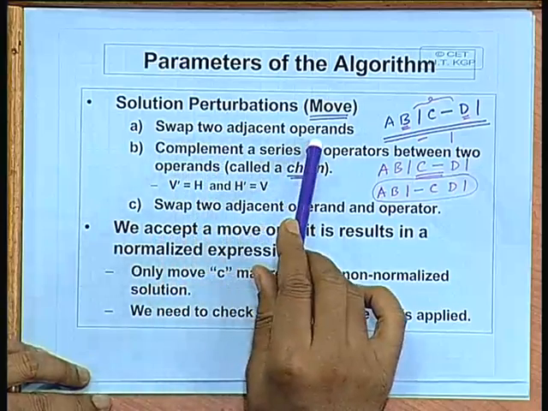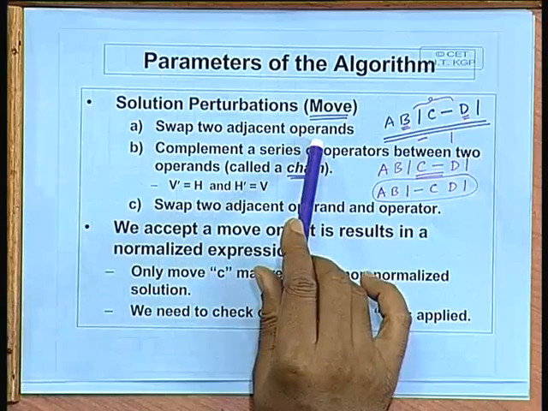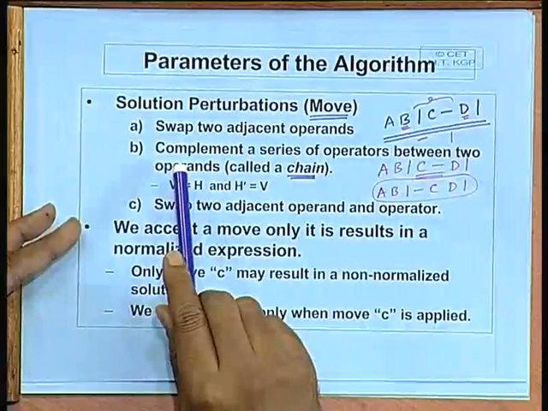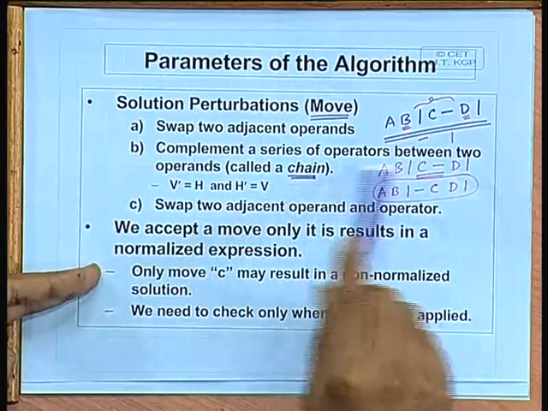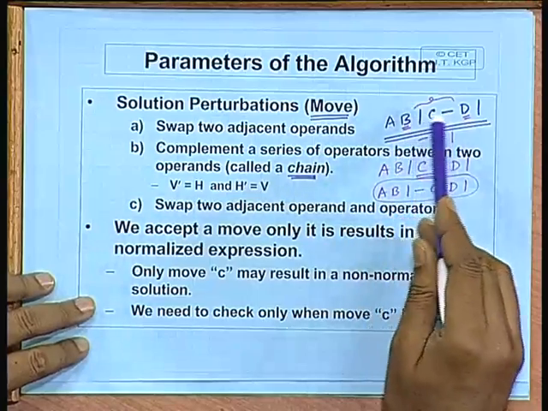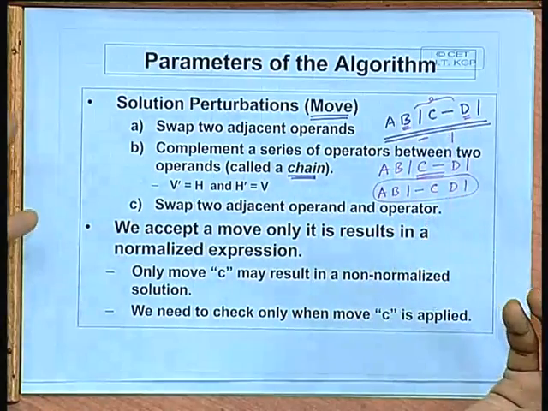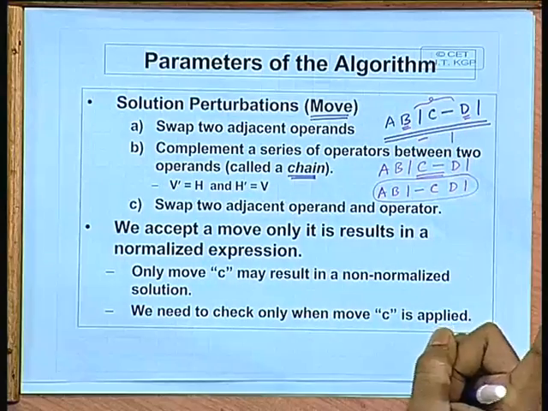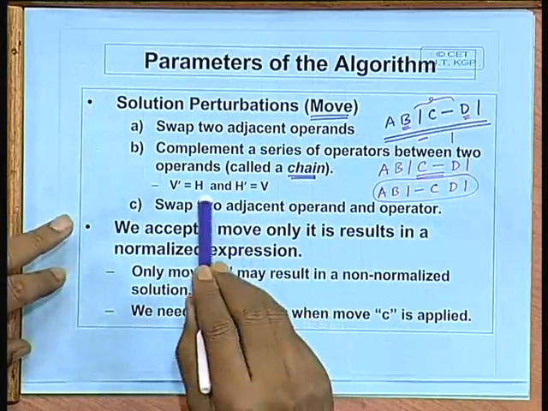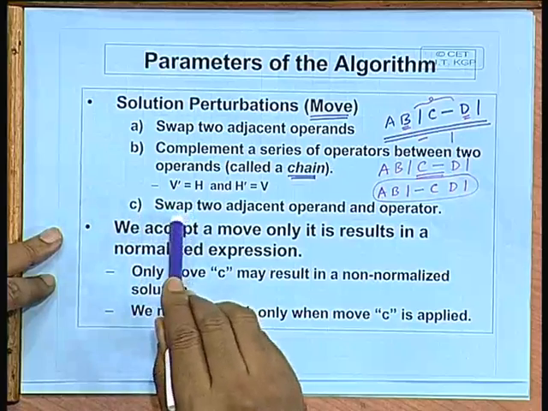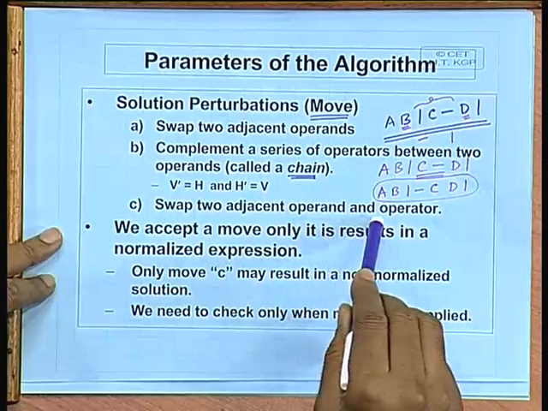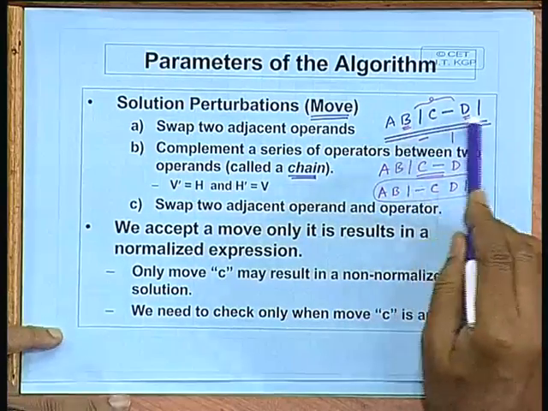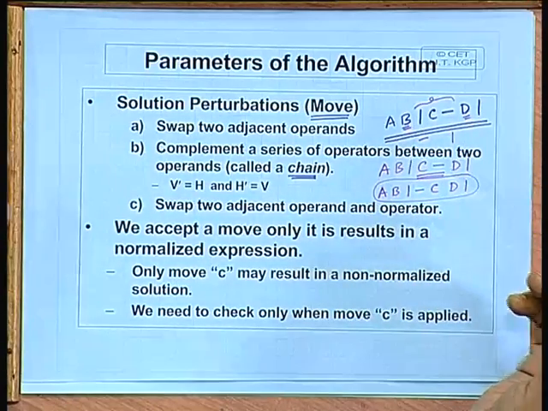if we swap two adjacent operands, a normalized expression remains normalized, right. Similarly, if you complement a series of operators, meaning some of the dash you make bar and some of the bar you make dash, that will also leave it normalized, because it is always enclosed within two operands, fine. But there is a possibility that the third one may convert the expression into an unnormalized one. Of course, in this example you cannot have that, but in general you can.